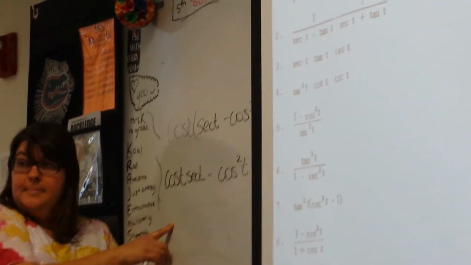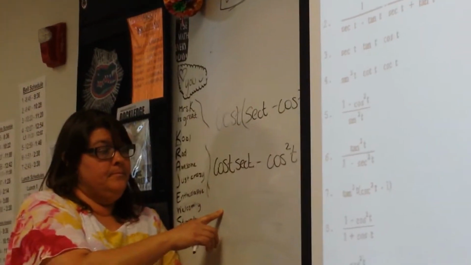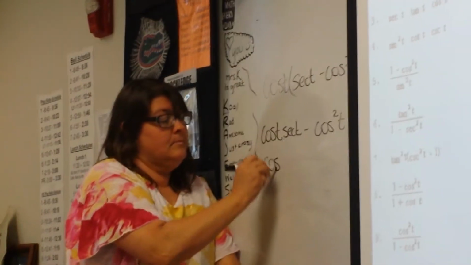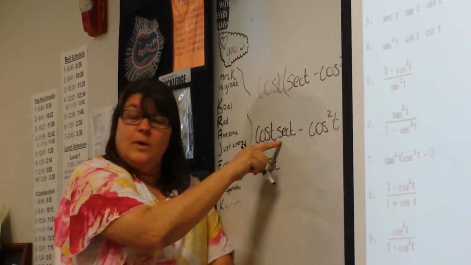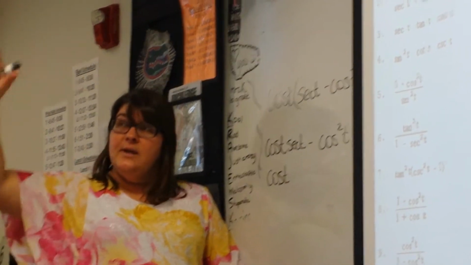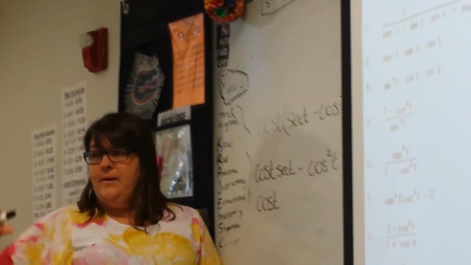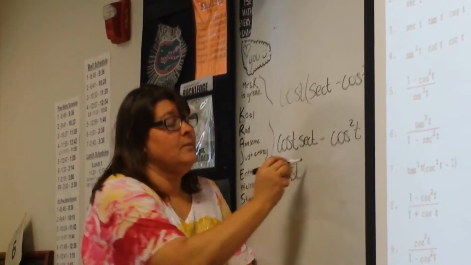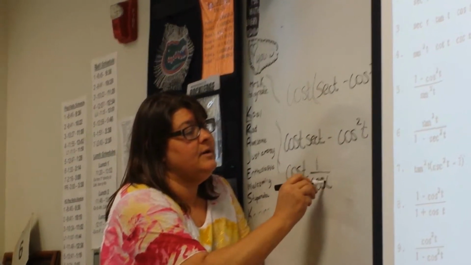I turned the cosine into the fraction, so cosine over 1, and then secant, which was 1 over cosine. Think about it: C goes with S, and S and C kind of pair up. Does that make sense? Okay. That's why we're doing them this way, so we can figure that out.